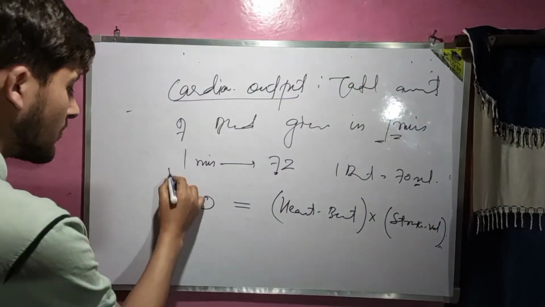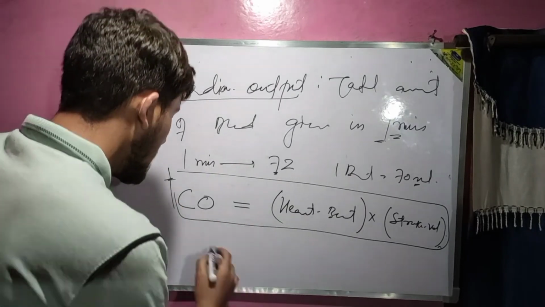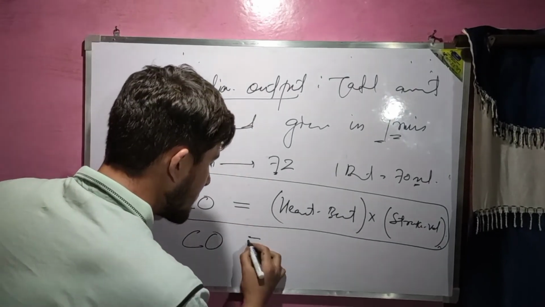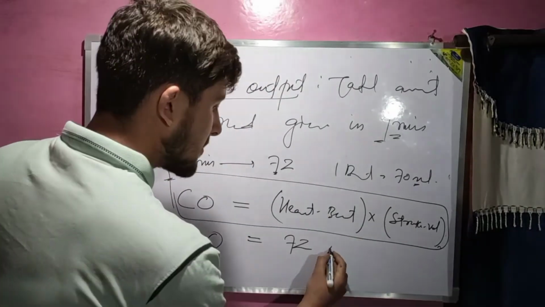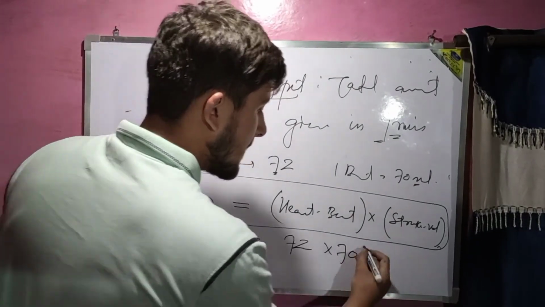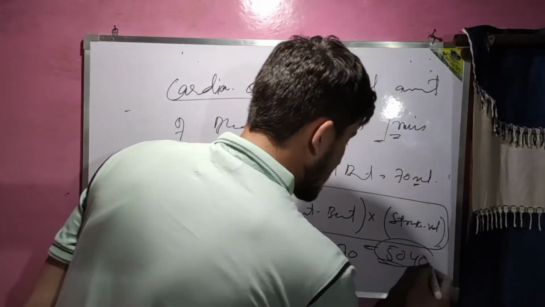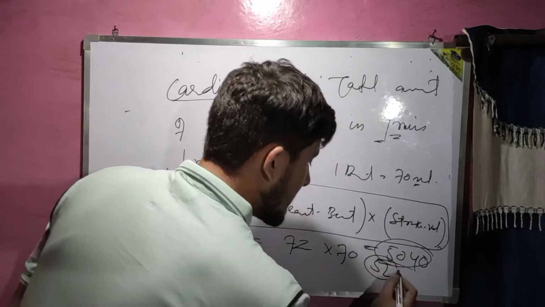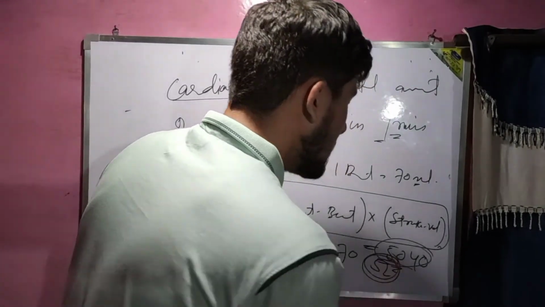This formula is important. A question can come directly from it in NEET. That is, cardiac output is equal to heart rate multiplied by stroke volume. We know that the heart rate is 72 times per minute and the stroke volume is 70 milliliter. That is approximately 5040 milliliter, or approximately equal to 5 liters. That's why we see that the cardiac output of a normal beating heart is 5 liters per minute.